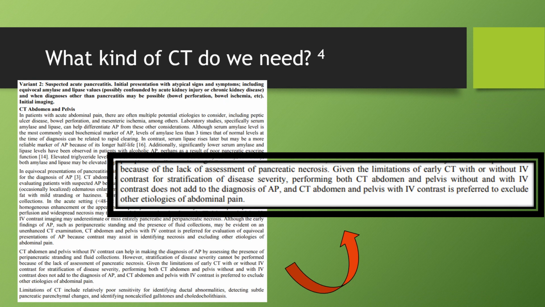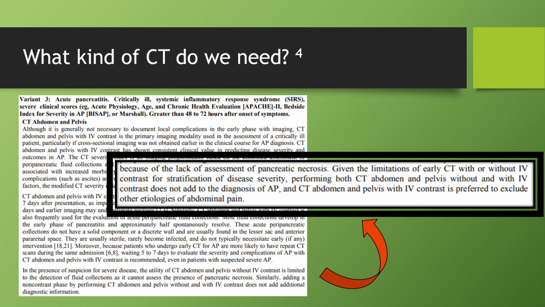So what kind of CT do we need? Well, the ACR appropriateness criteria does a great job at detailing the types of CTs that we would need to get. And so here I've pulled a little snippet out of variant 2, and it says, given the limitations of early CT with or without contrast for stratification of disease, performing both a without and a with does not add additional information, and therefore just a CT abdomen pelvis with IV contrast is recommended. Again, here's variant 3, same statement. No need to do a with and without contrast, just do a CT abdomen pelvis with IV contrast.